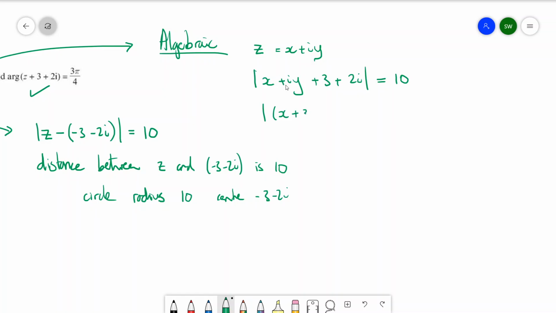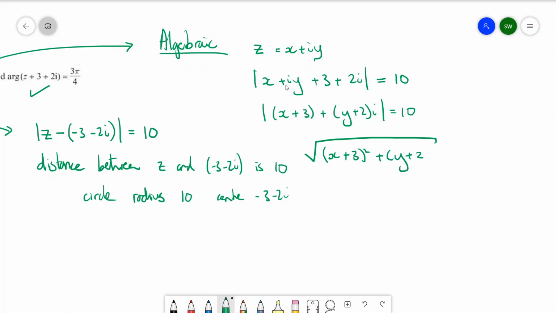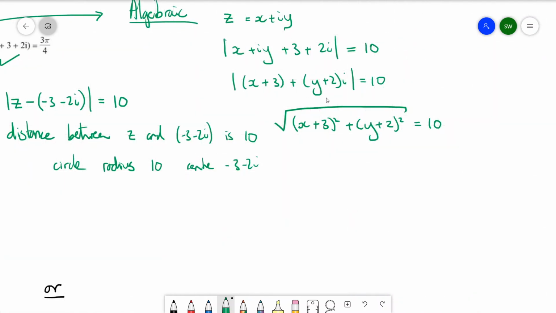So the real part is x plus 3, and the imaginary part is y plus 2. Take i outside the bracket. And the modulus of a complex number is equal to the square root of the real part squared plus the imaginary part squared. That's a formula that we really need to learn. That the modulus of any complex number is the square root of the real part squared plus the imaginary part squared. So we've just applied that concept to this yellow complex number inside the modulus symbol there.